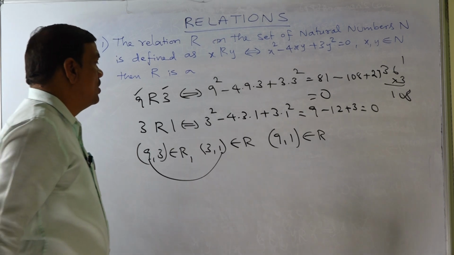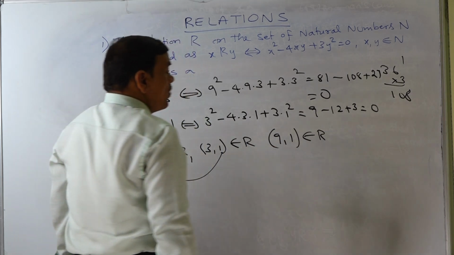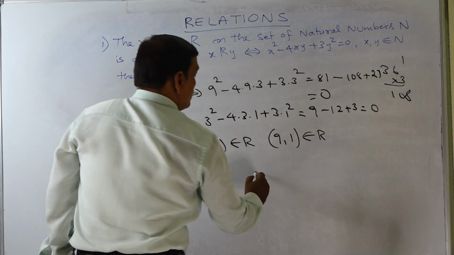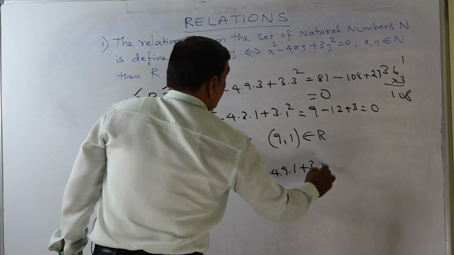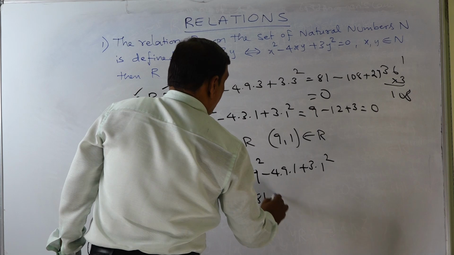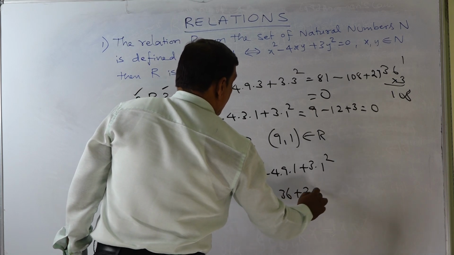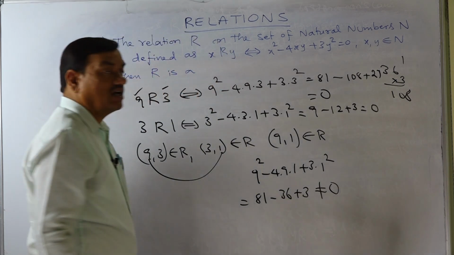Let us check that. So 9 related to 1. How? According to the definition, this is equal to 9 square minus 4 into 9 into 1 plus 3 into 1 square. 9 square is 81, 4 9s are 36, plus 3, is it equal to 0? No, it is not at all 0.